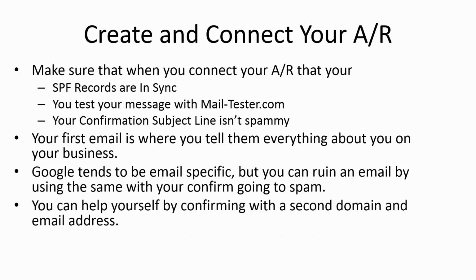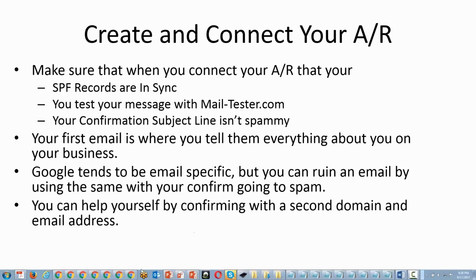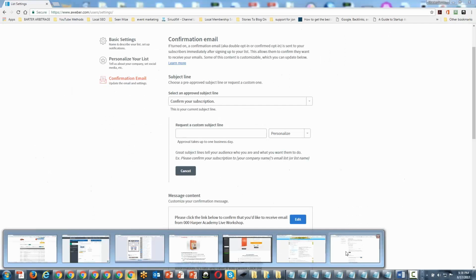You can help yourself by confirming with a second domain and email address. In other words, if you have more than one domain name, you can actually use that second domain inside your autoresponder. Let me show you what I mean when I say that. I don't want to be vague about this because this is pretty important.